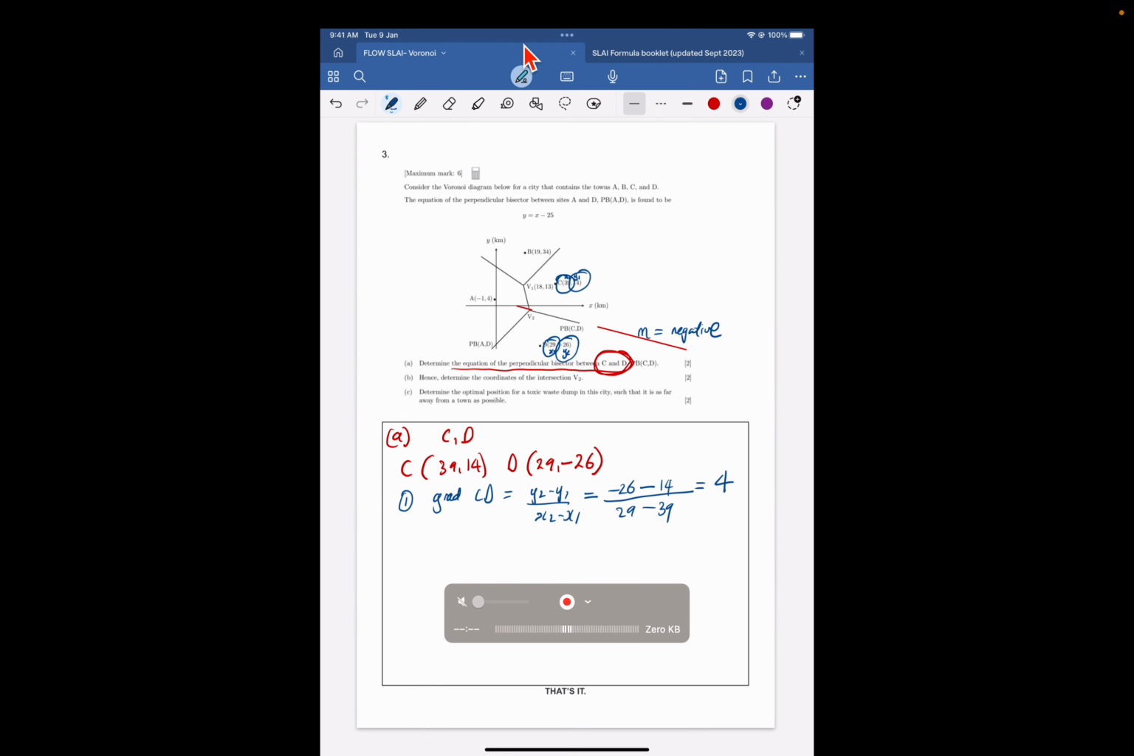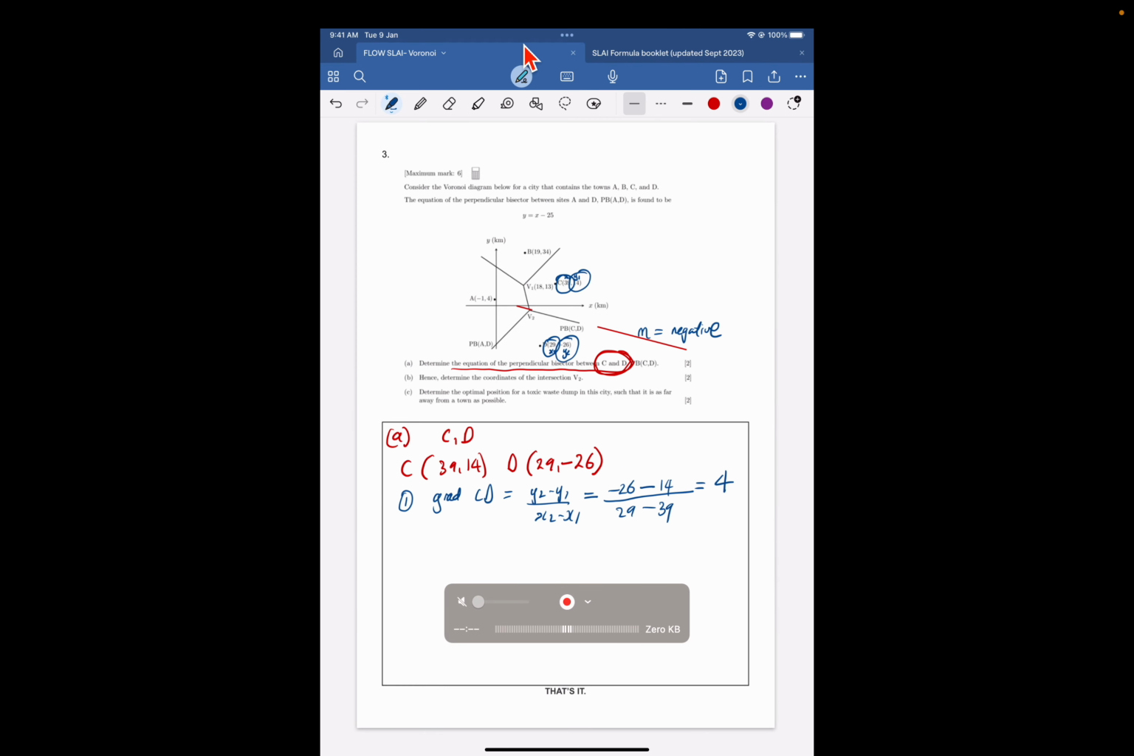Right, let's go back to the question. Oh, my bad, it's all the way back here. Let me just go and get some space on here, and then we can go do part B and part C. I'll just zoom in a little bit here. So part B, it says hence, so we're going to use our answer for part A. So we've got y equals negative 1/4 x plus 2.5, right? Let's go and highlight that in red. That is this line here, that's this edge of the Voronoi diagram, and it's asking us to find the intersection V2. So we need another line to intersect with it.